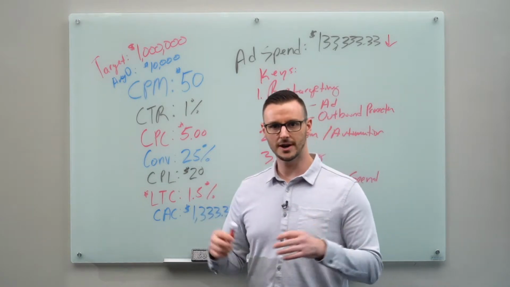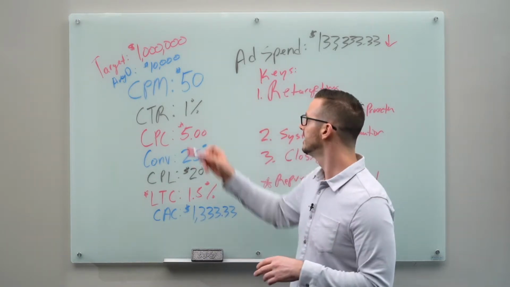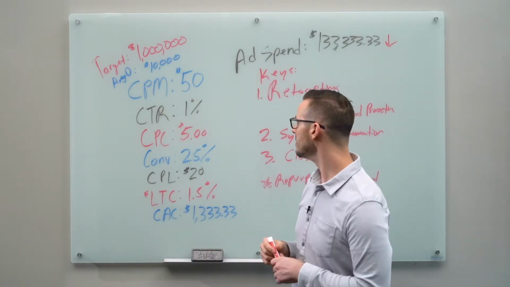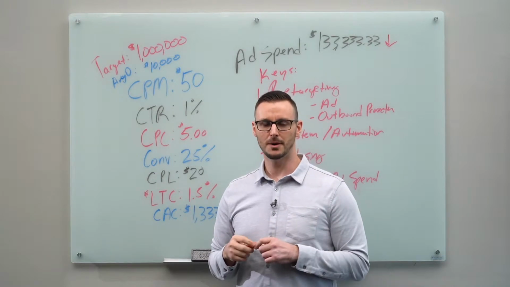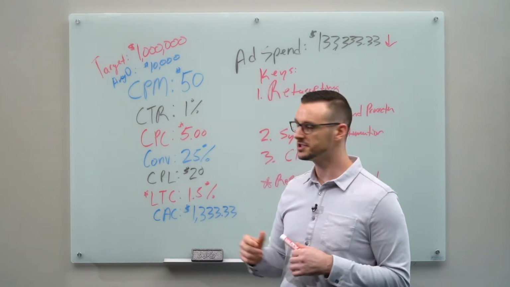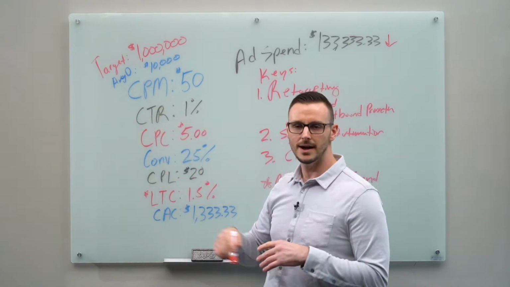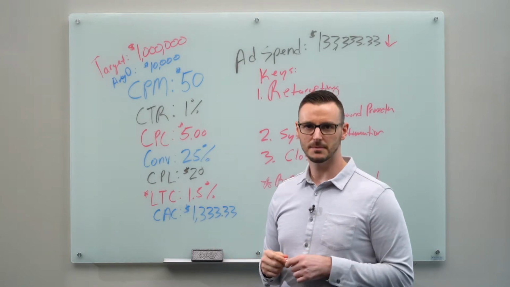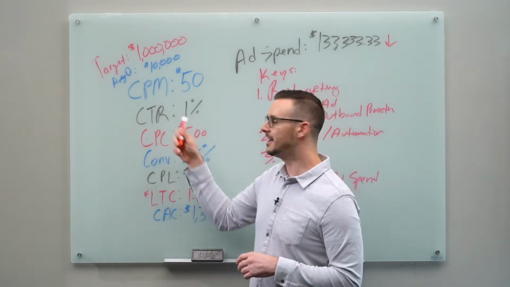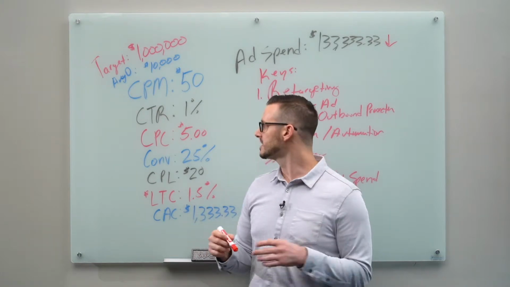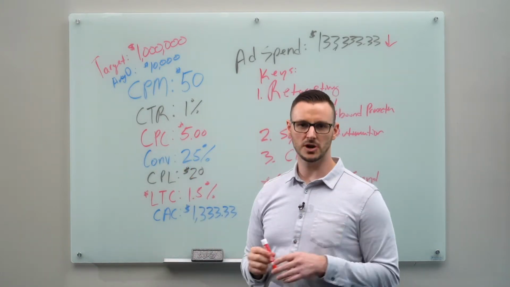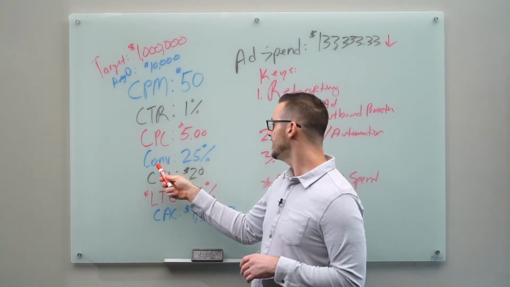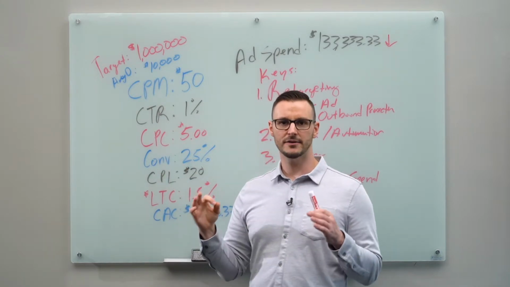So let's just say your target is to add $1 million in sales and that your average deal is $10,000. Pretty simple. The way you need to map out your marketing, acquisition, and conversion numbers, let's say your average CPM, cost per 1,000 impressions, is $50. I'm going to keep these numbers really simple for the illustration. And your click-through rate is 1%. That's ultimately going to mean that your cost per click is going to be $5.